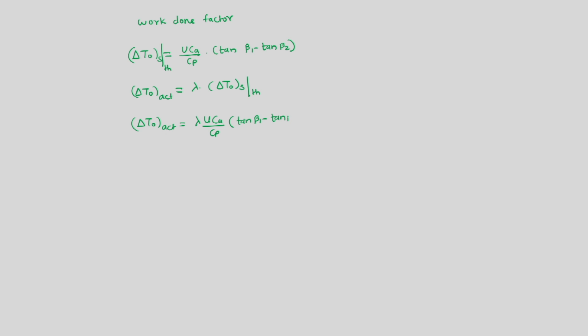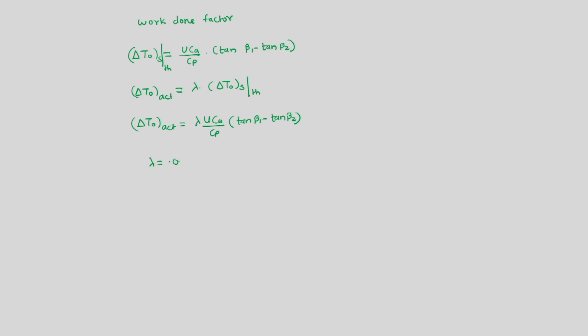So what we would have is delta T naught stage, which we had found out as U Ca upon Cp into tan of beta 1 minus tan of beta 2. This is stage temperature rise, but that is the ideal stage temperature rise, which is rather theoretical. So we will get actual stage temperature rise equal to lambda into delta T naught stage. This leads to delta T naught actual equal to lambda into U Ca divided by Cp into tan of beta 1 minus tan of beta 2.